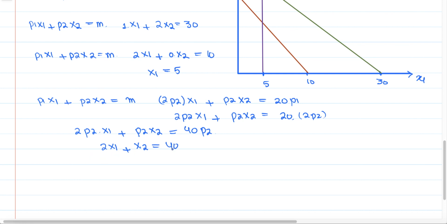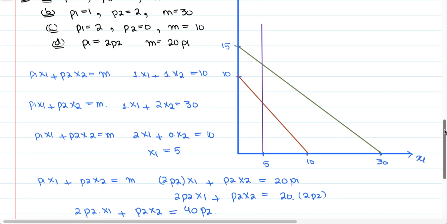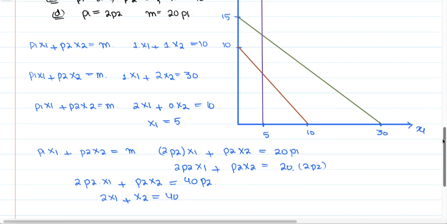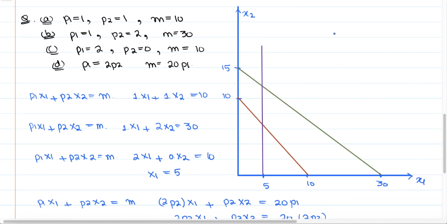So when x1 is 0, x2 is 40, and when x2 is 0, x1 is 20. Right, so your equation is 2x1 plus x2 equals 40. Let me just write it here also: 2x1 plus x2 equals 40. So when x1 is 0, x2 is 40, somewhere here. And when x2 is 0, x1 is 20.